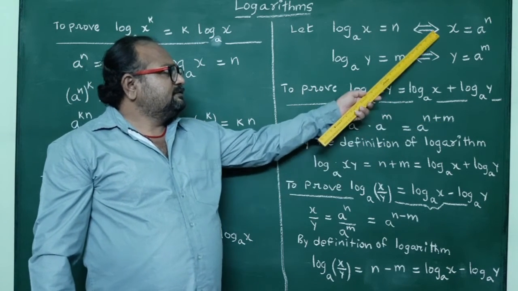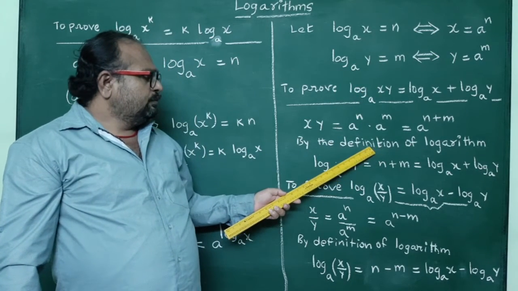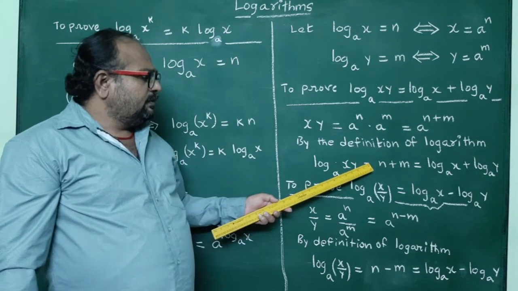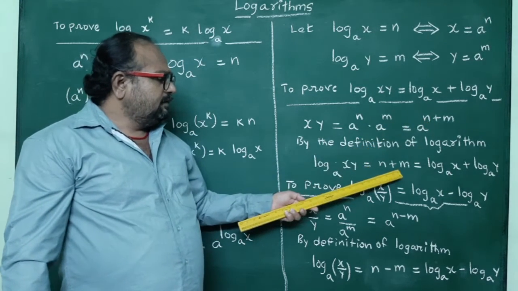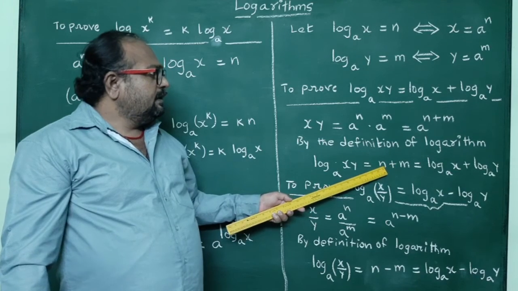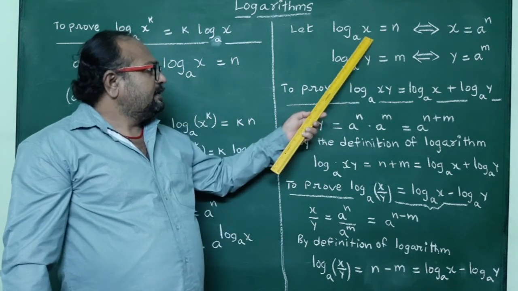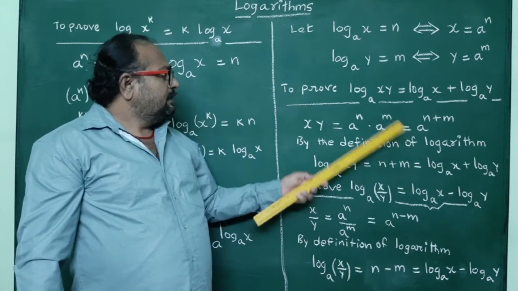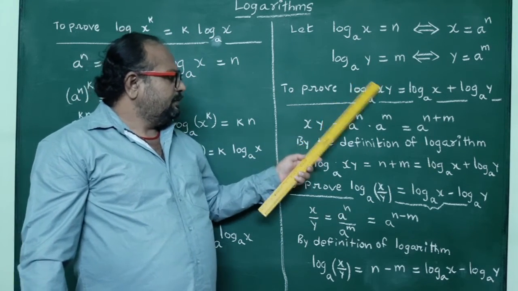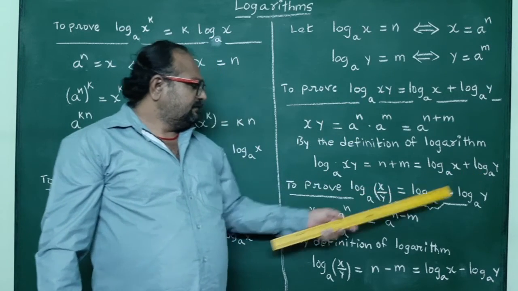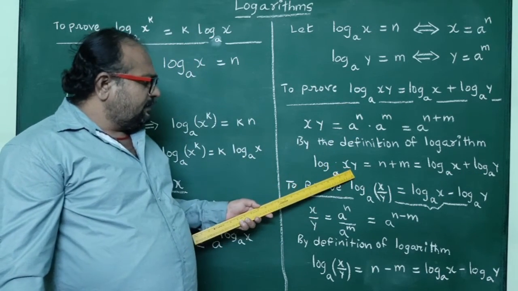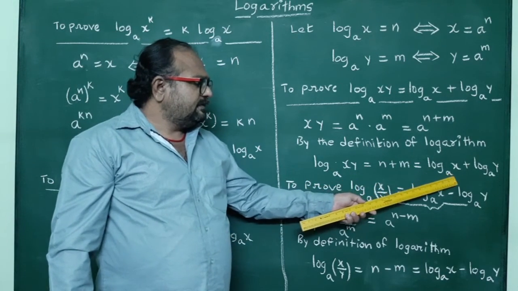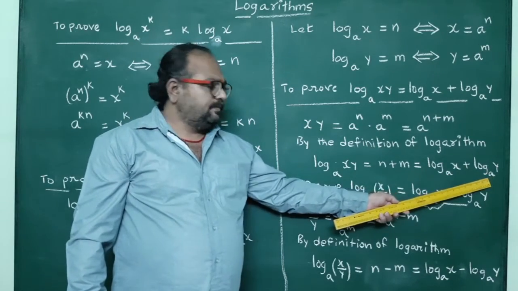Now, by the definition of logarithm, we can write log xy to the base a equal to the power n plus m. But n equal to log x to the base a, and m equal to log y to the base a. So, we proved that log xy to the base a equal to log x to the base a plus log y to the base a.